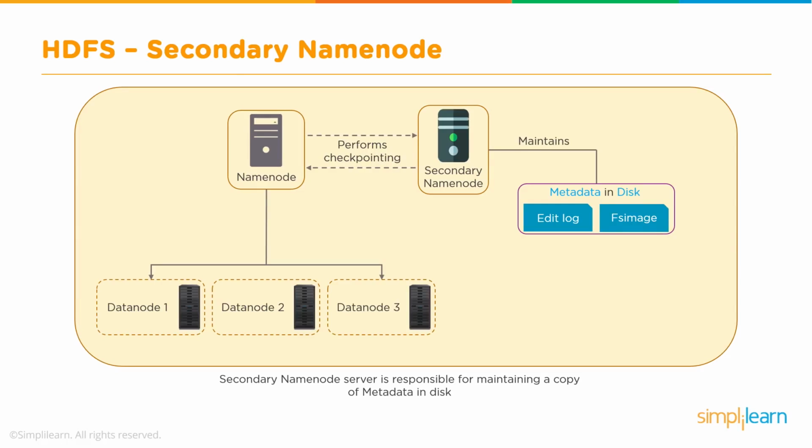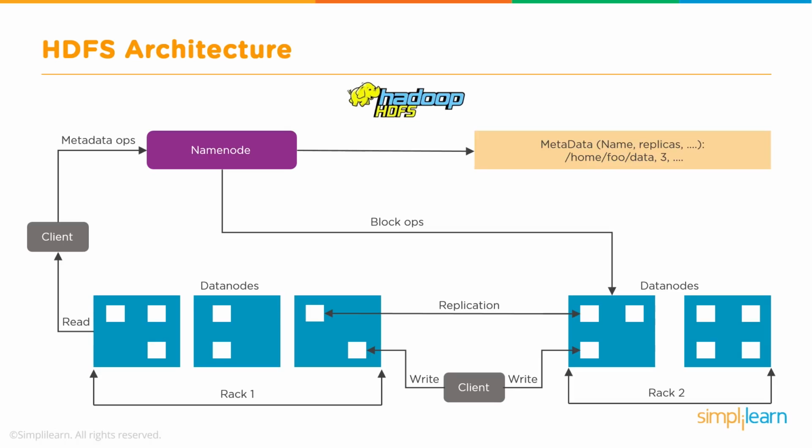Now, in the case of high availability, which we will learn later, you would have two name nodes, one active and one standby, wherein standby would be doing what secondary name node does. We will not be allowed to use a secondary name node in a highly available cluster. So this is how it looks overall.